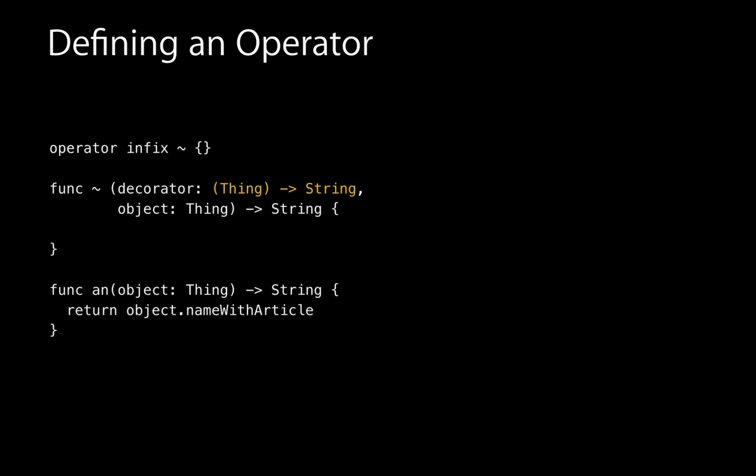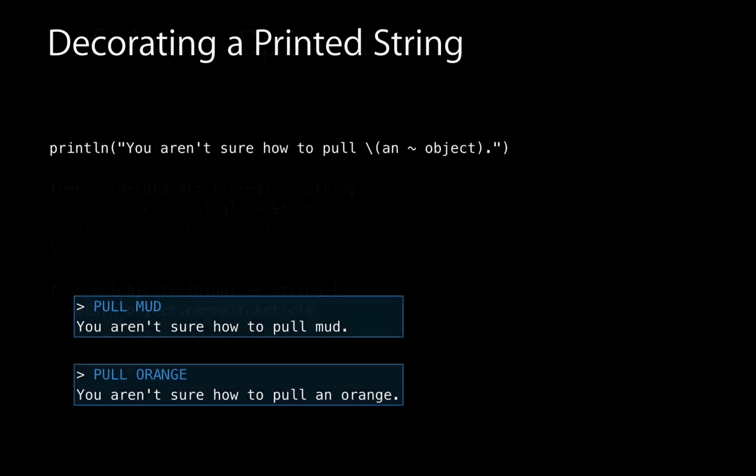With all of that, I can go back to my operator function. And the left-hand side of this is now going to be a function value. And the way that we're going to implement this is we're just going to call the function value with the object that we provided on the right-hand side. And that's it. That gives me a great new idiom for expressing a sort of decorated interpolated string.